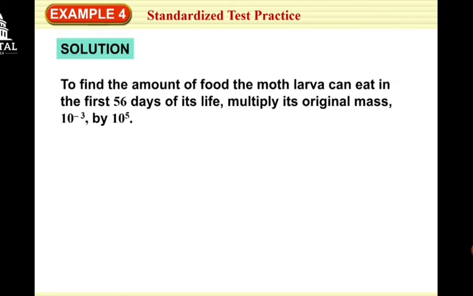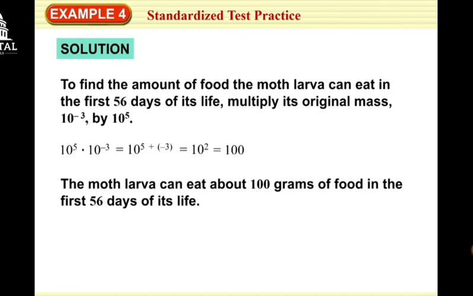Solution. To find the amount of food the larva can eat, we have to multiply the original mass by 10 to the power of 5. As we said before, it will be 10 to the power of 2, which equals 100. Then the result will be 100 gram of food.